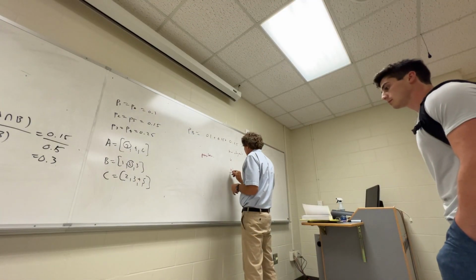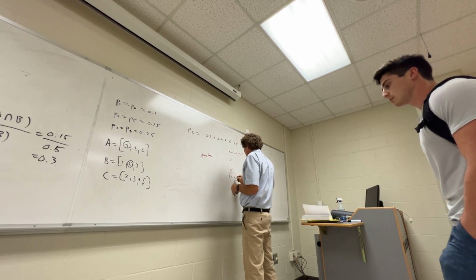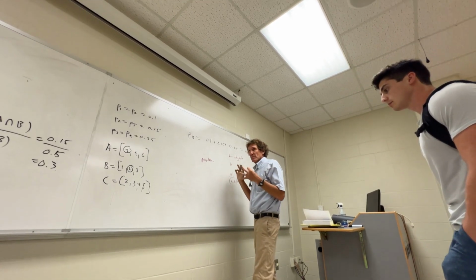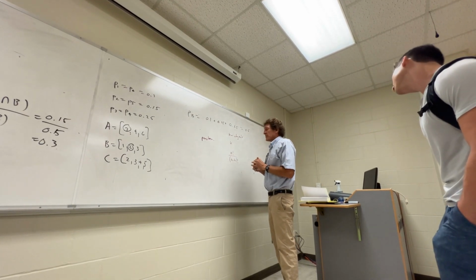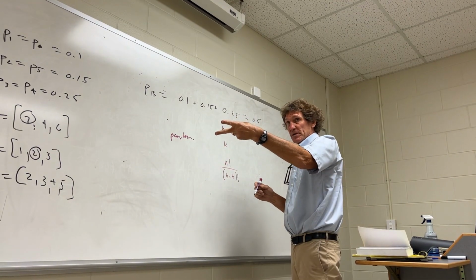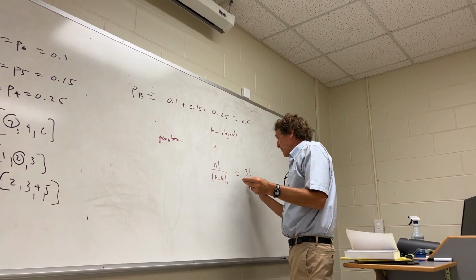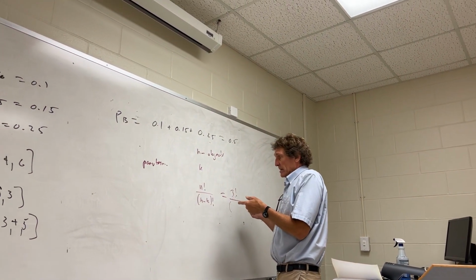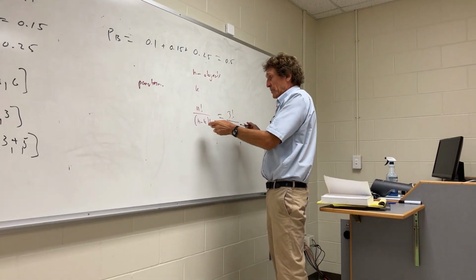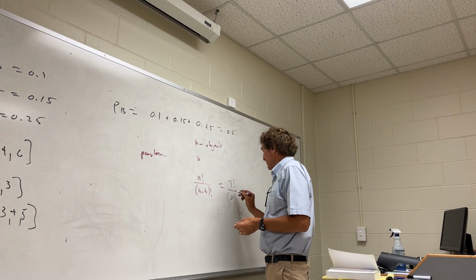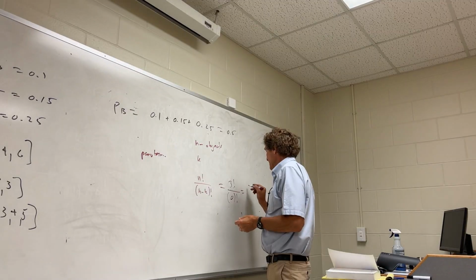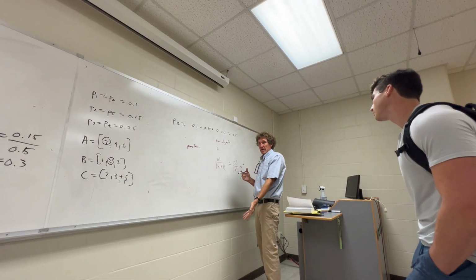N factorial over (n minus k) factorial. That's the way it's always going to be. Here, when we did the 3 objects without replacing, it would be 3 factorial over 3 minus 3, which is 0, 0 factorial. That's exactly 6. That's how many different combinations we had, right?